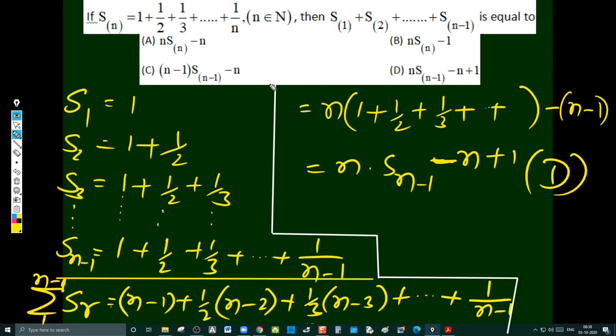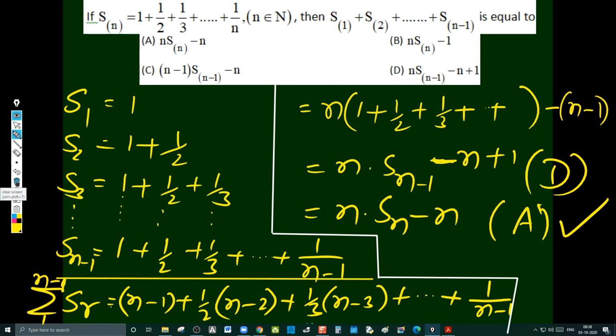D is correct. And similarly, if you want to see A, add 1 and subtract 1. Then it is also equal to nSn minus n. Option A is also correct. This is the method, and the verification whenever it is possible, please go for that. You need not work out the entire problem. It is not the theory examination where you have to show the entire method and all. We need only the options there. So just wherever possible, go for the verification.